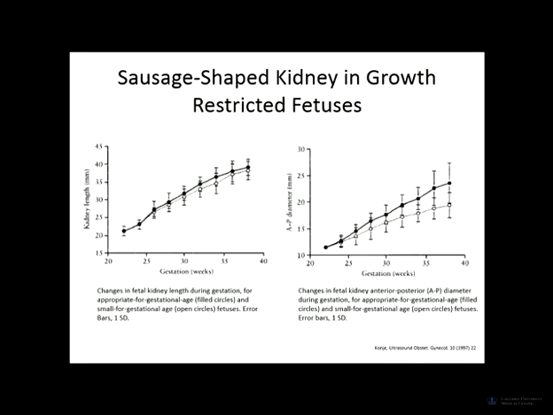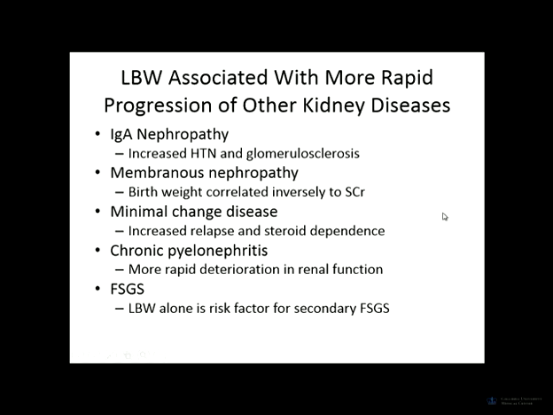The other evidence from intrauterine studies, this is an ultrasound that was done on fetuses, and basically they're looking at normal fetuses with normal growth in the solid circles, and then comparing to growth-restricted fetuses, so fetuses for their gestational age who were small, and those are in the open circles. There was no difference in the kidney length, but the growth-restricted fetuses had a shortened anterior-posterior diameter. So the kidneys actually looked sausage-shaped.